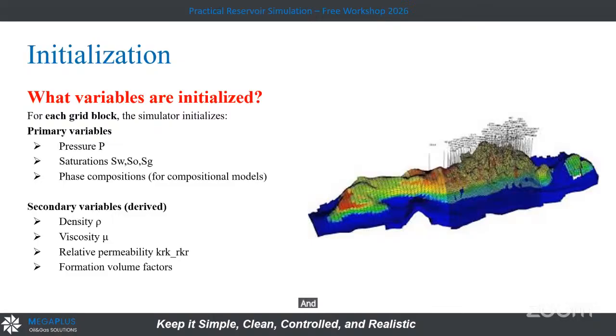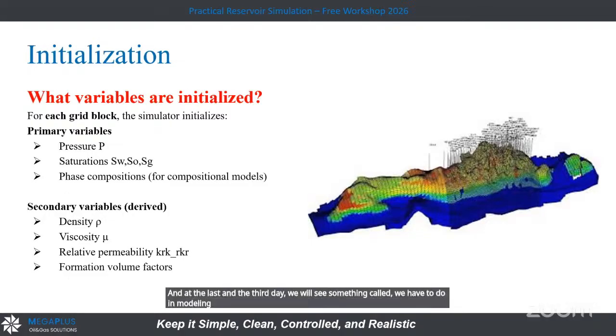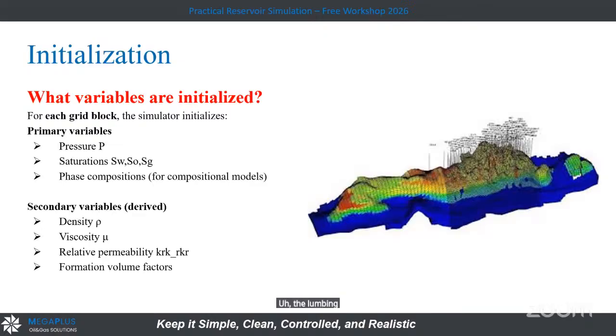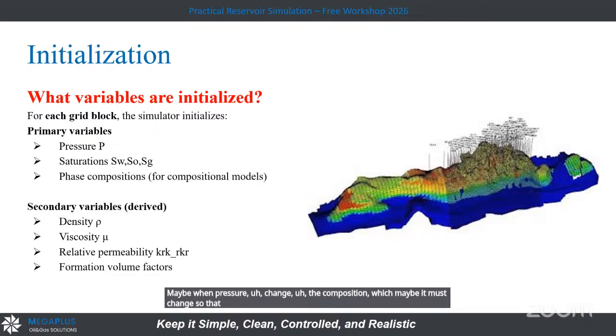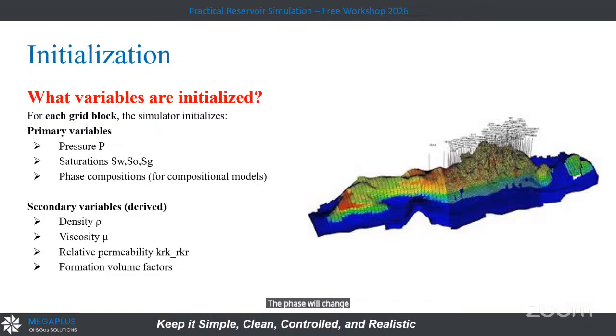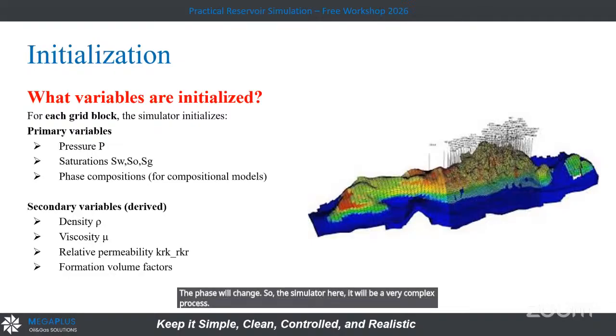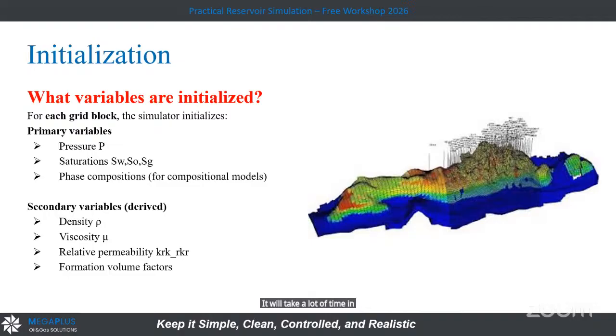And on the last, third day, we will see something we have to do in modeling called lumping and delumping. We do lumping and delumping exactly like upscaling, to reduce the number of calculations. When pressure changes, the composition may change, and when the composition changes, the phase will change. So the simulator here becomes a very complex process. It will take a lot of time in simulation and needs supercomputers to do it.